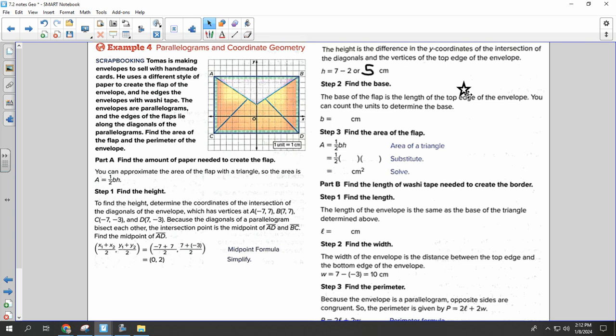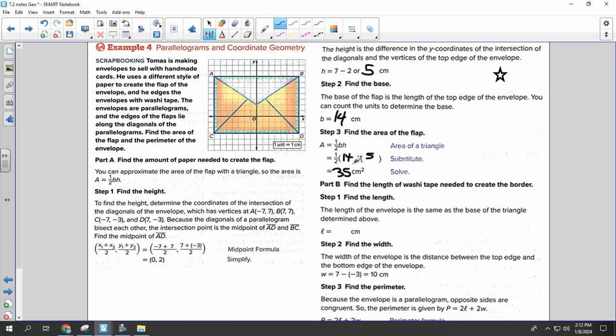Now, you can count it. So we can go 1, 2, 3, 4, 5, 6, 7, 8, 9, 10, 11, 12, 13, 14. So it is 14 centimeters as a base. Now we're going to plug that in. 1/2 base times height, so it's half of 14 times 5. 7 times 5 is 35. Okay, so that takes care of part A.